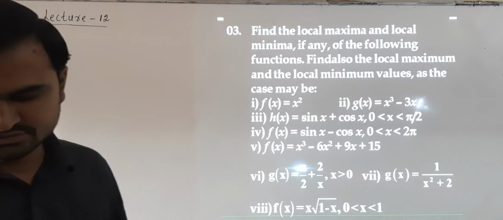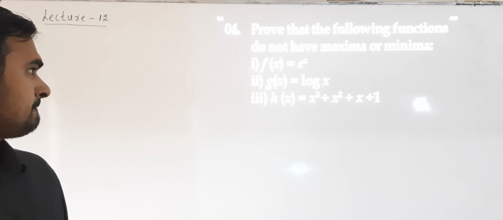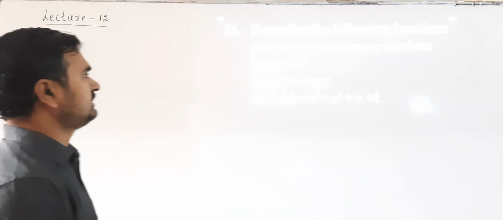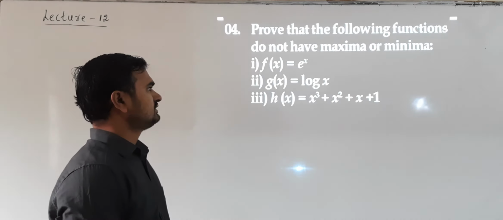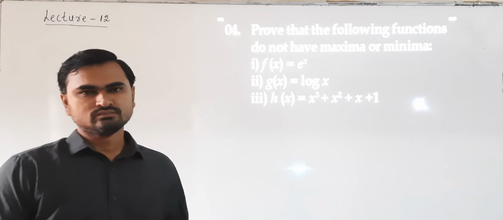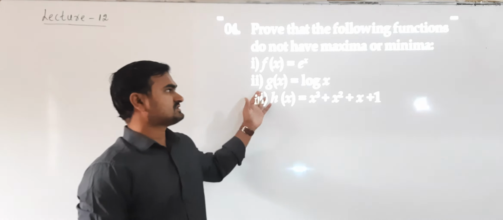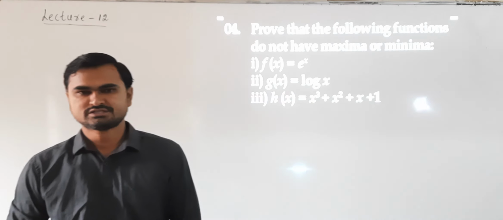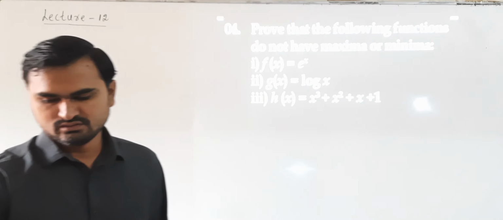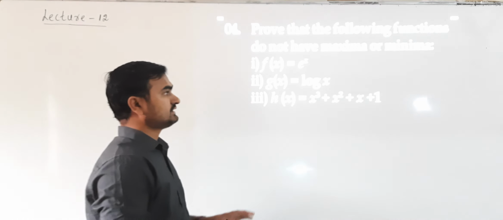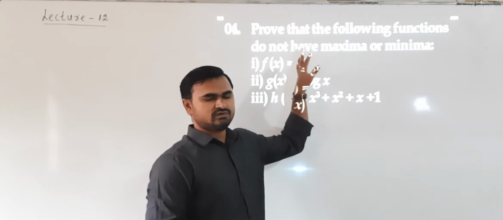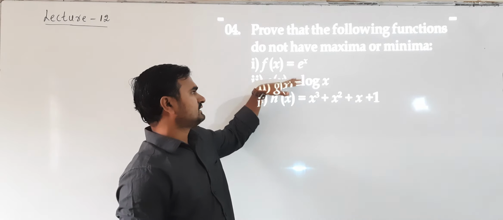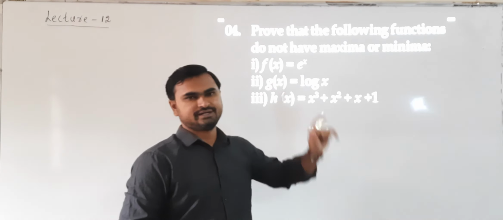Next, see the next question. Question number 4. Prove that the following functions do not have maximum or minimum. So we need to prove that these functions have neither maximum nor minimum. What we studied is that the maximum or minimum value always exists at critical points. So to prove that these functions have neither maximum nor minimum, we have to prove that these functions do not have critical points.